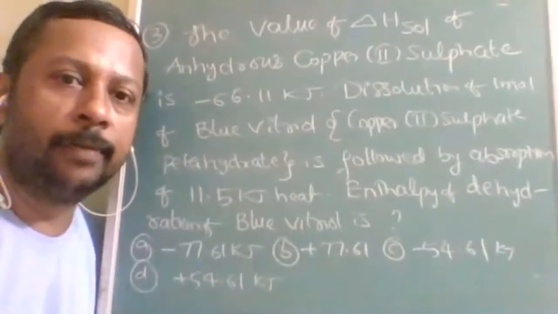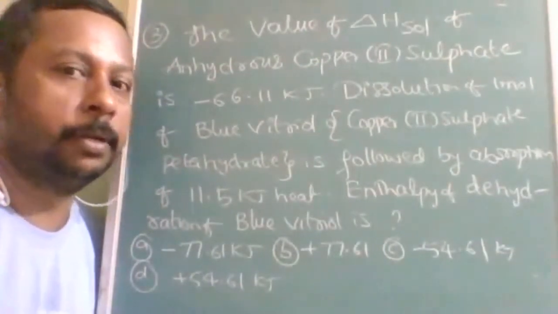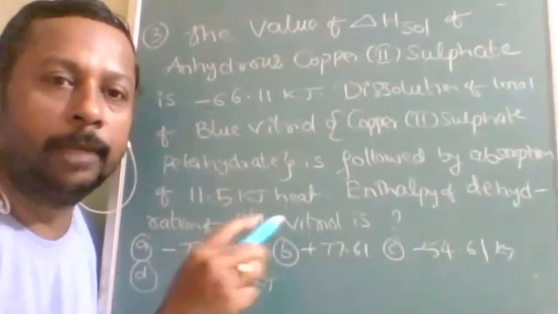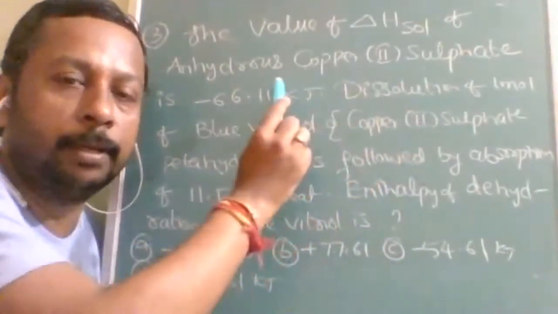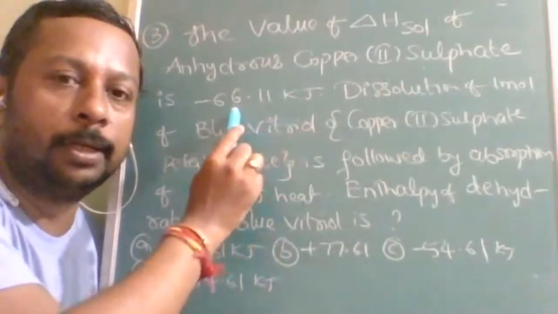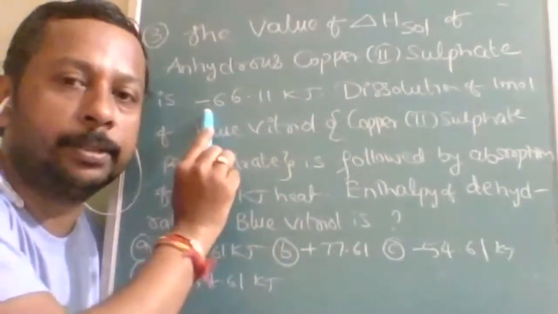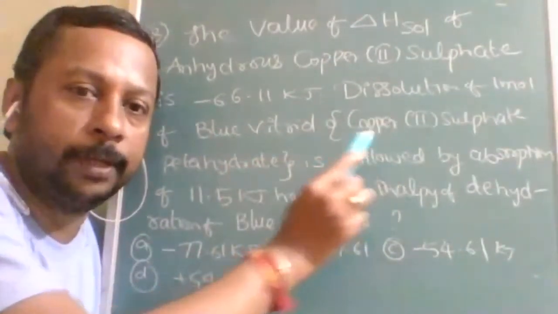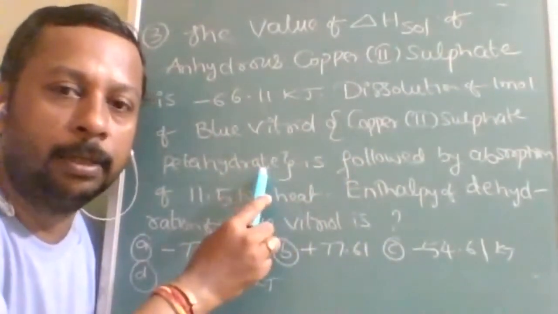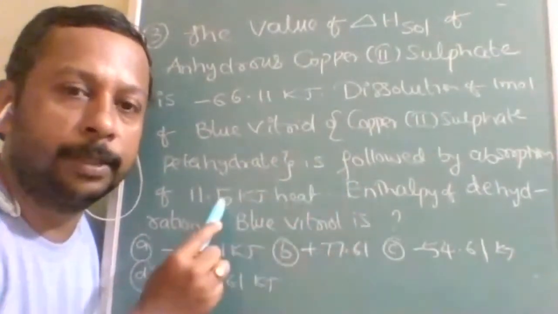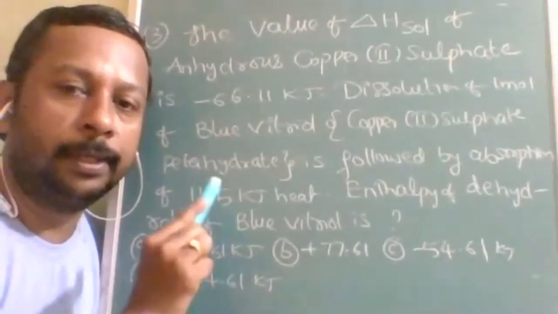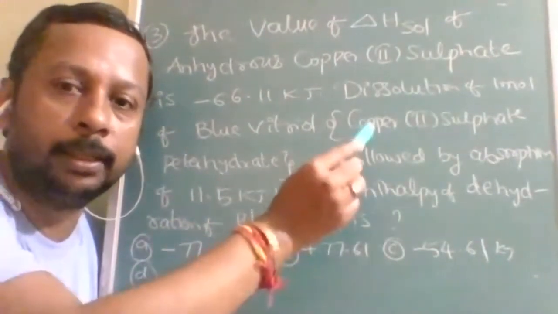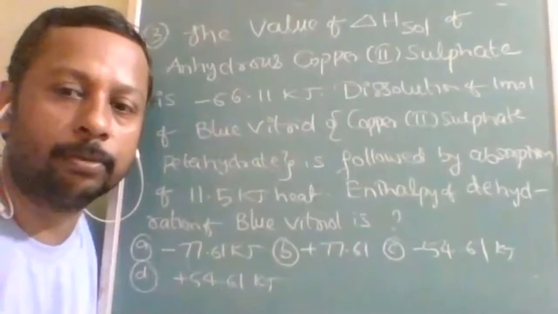Okay, in this question, value of enthalpy of solution of anhydrous. Anhydrous means without any water molecule. If copper sulfate without any water molecule is dissolved in water, this much energy is released. And blue vitriol, copper 2 sulfate with 5 water molecules, when dissolved, this much energy is required. Question is, what is the enthalpy of dehydration of blue vitriol? That is CuSO4·5H2O.